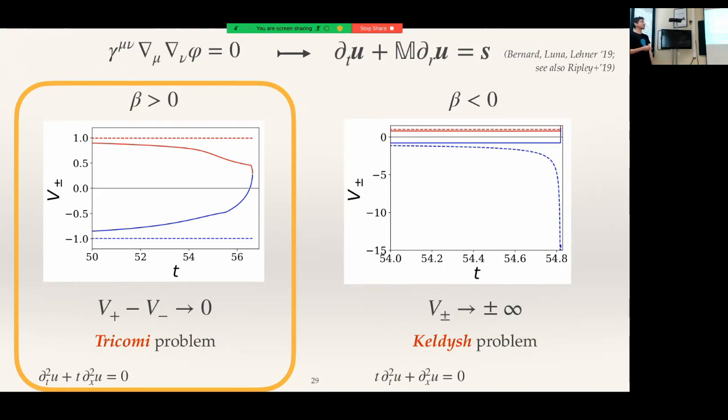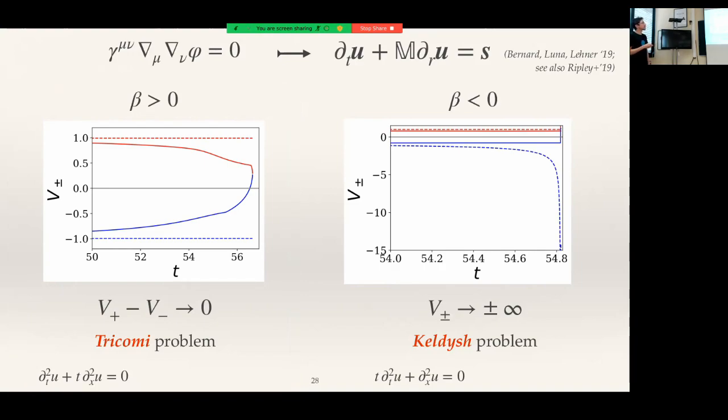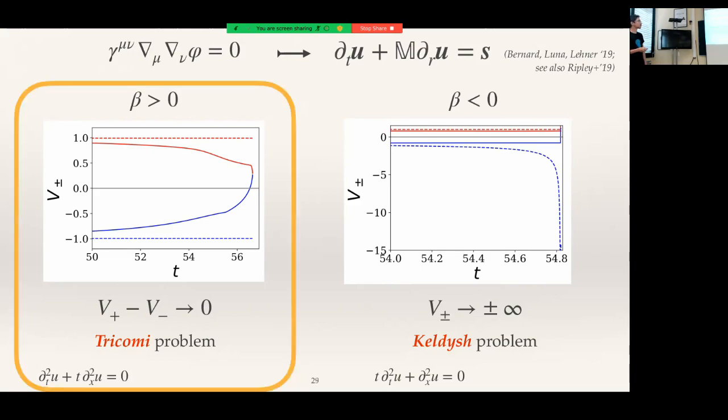Instead, for the other sign of the coupling constant, which is the right-hand side, what happens is that instead of the characteristic fields becoming degenerate, one of them might go to infinity. And this is often called a Cauchy problem, again because there is an equation that more or less describes it. So, having seen that there are problems and we cannot continue.